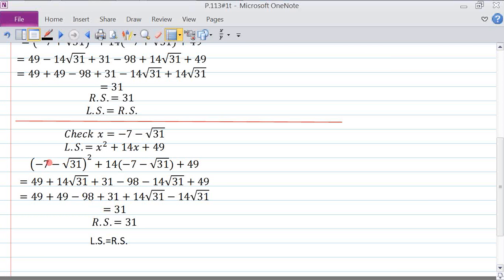So first times first gives me 49. The last times the last gives me 31. Now, the minus root 31 times minus 7 gives me plus 7 root 31, and both inner and outer are both positive, so I have 7 root 31 and 7 root 31, which gives me 14 root 31. So these are the three terms coming from this.